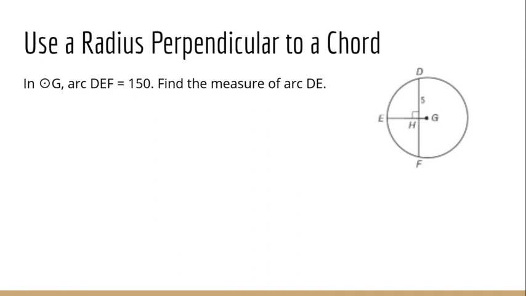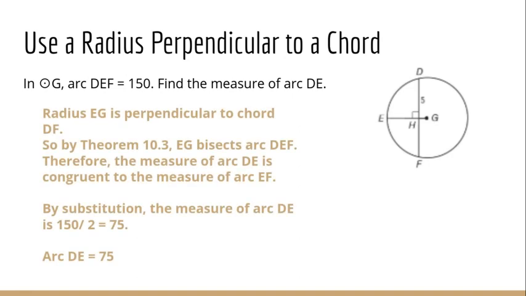So in circle G, arc DEF is 150. Okay, so DEF from D to E to F, this whole entire arc is 150. And we need to find the measure of arc DE. Notice that we have a radius that cuts the chord perpendicularly. So radius EG is perpendicular to chord DF. So by the theorem that we just wrote down, EG bisects arc DEF. Therefore, the measure of arc DE is congruent to the measure of arc EF.